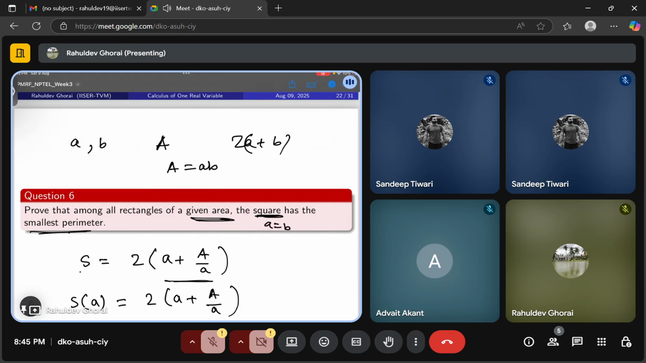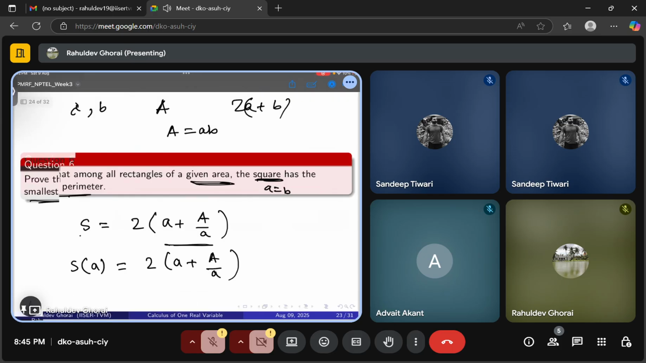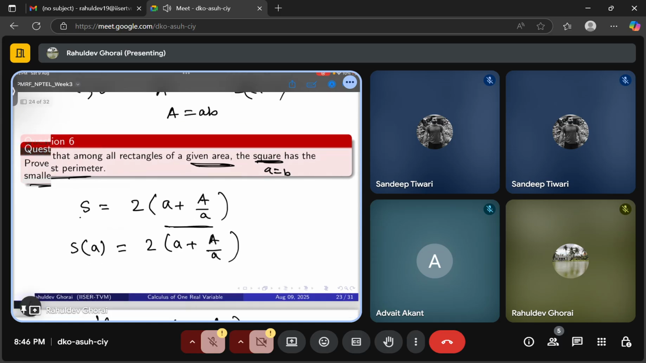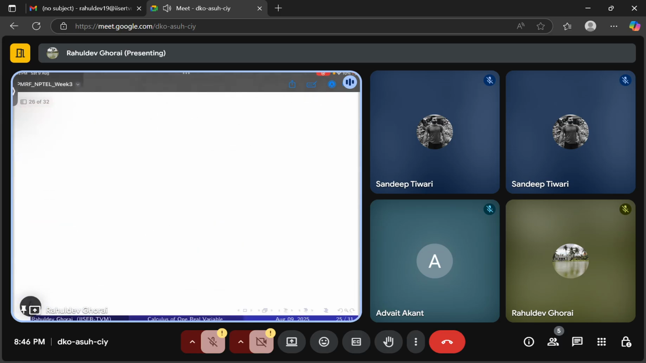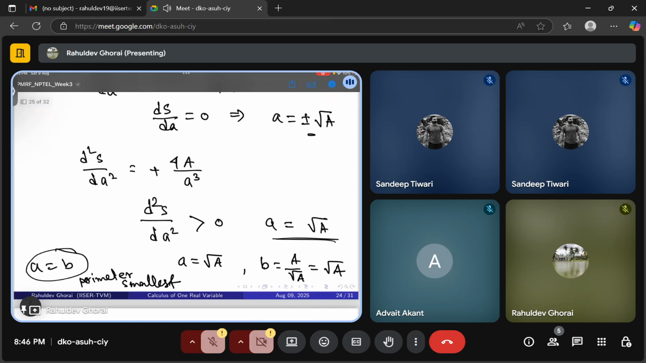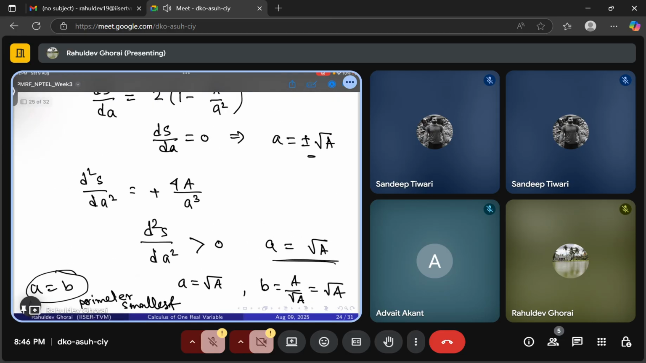It is very easy, but you see it gives a very strong result. The calculation was easy, using the critical point and all, but it gives the result that among all the rectangles of a given area, the square has the smallest perimeter. The result is strong, but the way of getting it becomes very easy. It's correct. Do you have any doubt here? Hopefully not. No, sir.